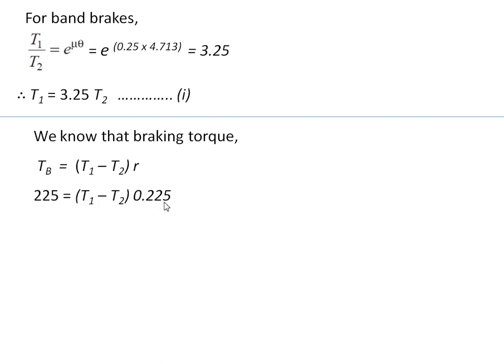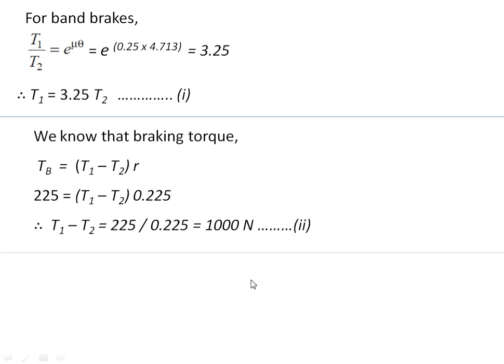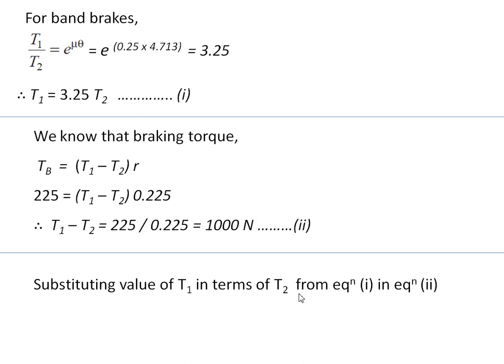So let us proceed further. 225 equal to T1 minus T2 multiplied by 0.225. Here torque is in Newton meters, hence radius is in meters. So we have this T1 minus T2 equal to 1000 newtons, and if we substitute the value from this equation 1, so we can calculate easily T2, it comes to be 444 newtons, and further T1 comes to be 1444 newtons.